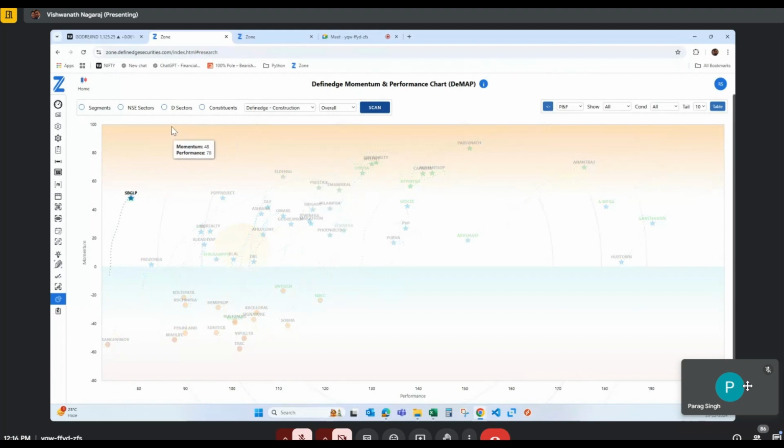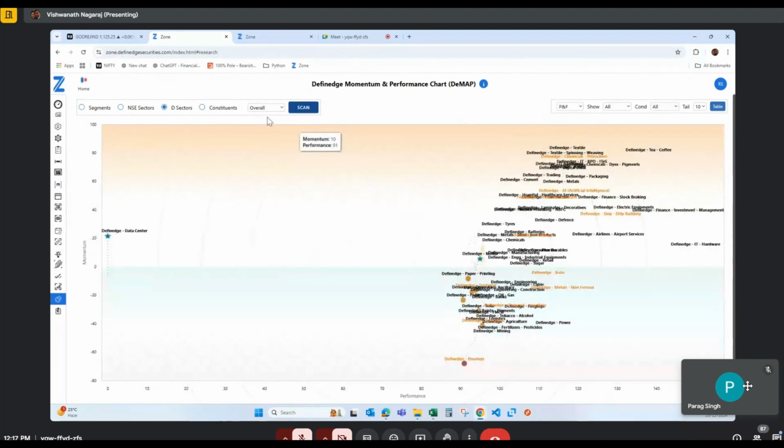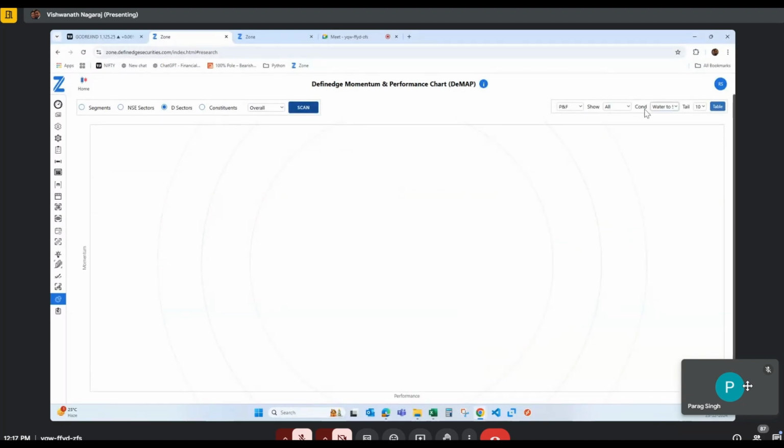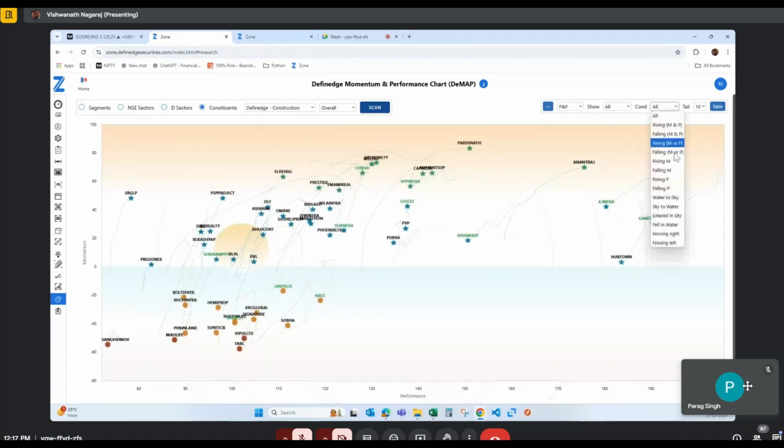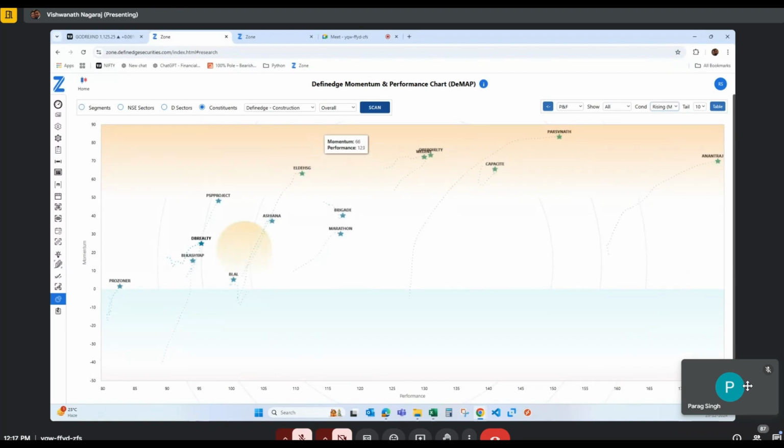Similarly, you have so many here. Now how am I going to get momentum and performance here? Can you see? First condition, let me redo it again. These sectors I scanned. I looked for water to sky, there's nothing. I looked for both rising in momentum and performance. I got two sectors. I come here, again go back, sky to water. I don't have anything. Rising momentum and performance, I shortlisted these many.